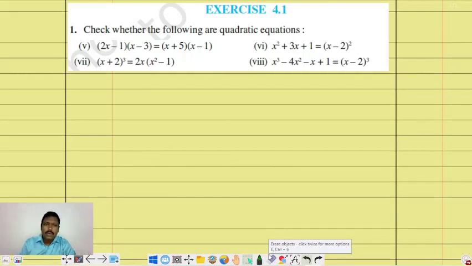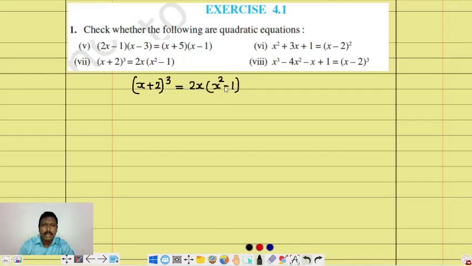Now let us move to the next question. Question number 7. In the 7th question we have (x plus 2) the whole cube equal to 2x into (x squared minus 1).